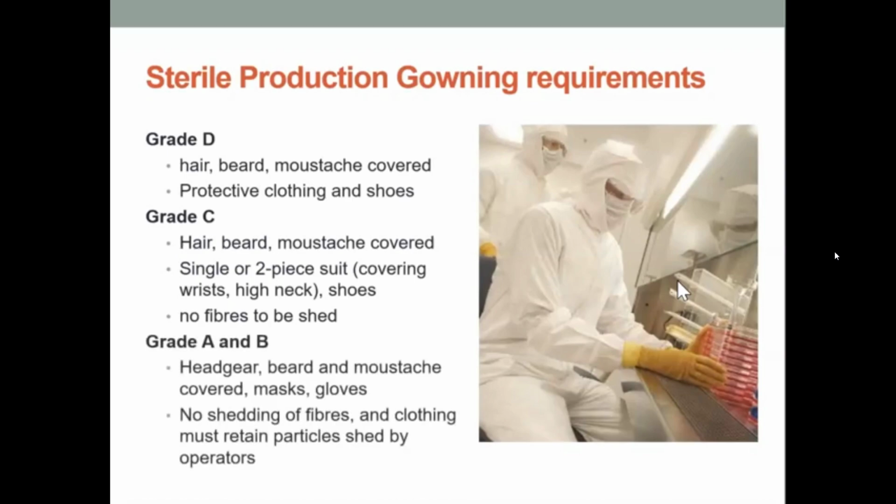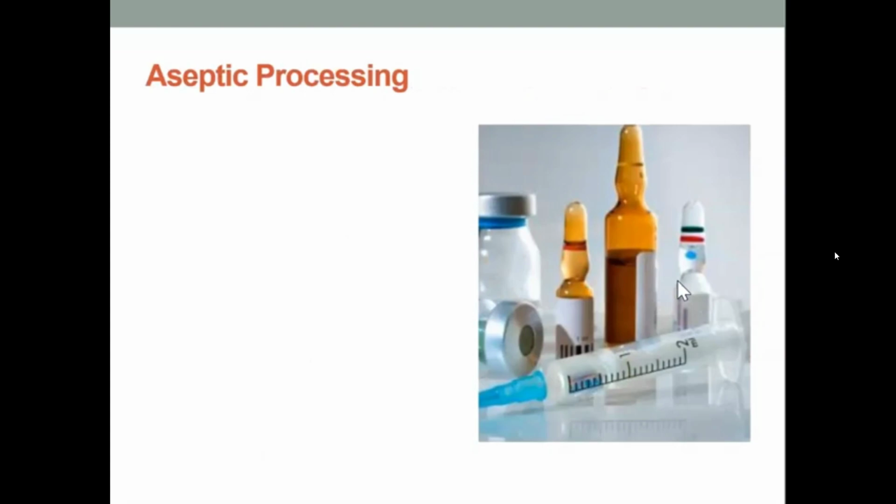Grade A and B is a more stringent requirement for your gowning. Here you would be required to wear headgear, beard and mustache covered, masks, gloves. There could be no shedding of any fibres, and clothing must retain particles shed by the operators. So no skin scales, hair or anything like that could be allowed into the process.